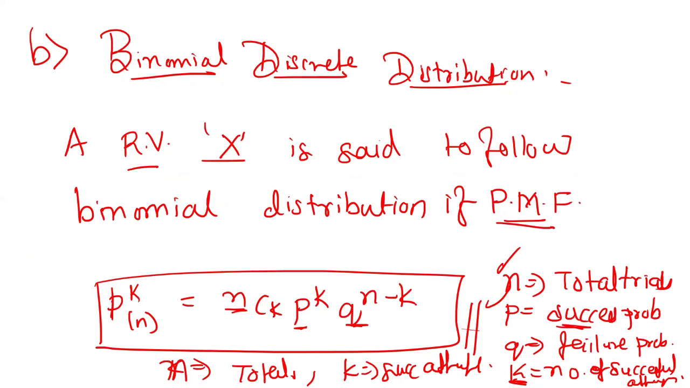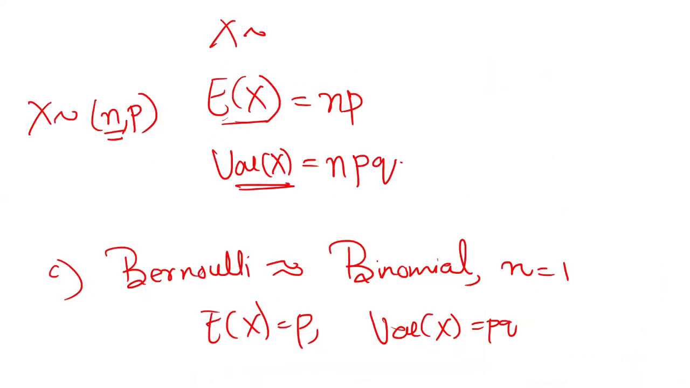For the binomial distribution, a random variable X is said to follow binomial distribution if the PMF follows this particular law: NCK, P raised to K, Q raised to N minus K, wherein N is the total number of trials, P is the success probability, Q is the failure probability, K is the number of successful attempts. So you have the expectation value, the variance value, and you have the Bernoulli distribution, which is a binomial distribution with N equal to 1.